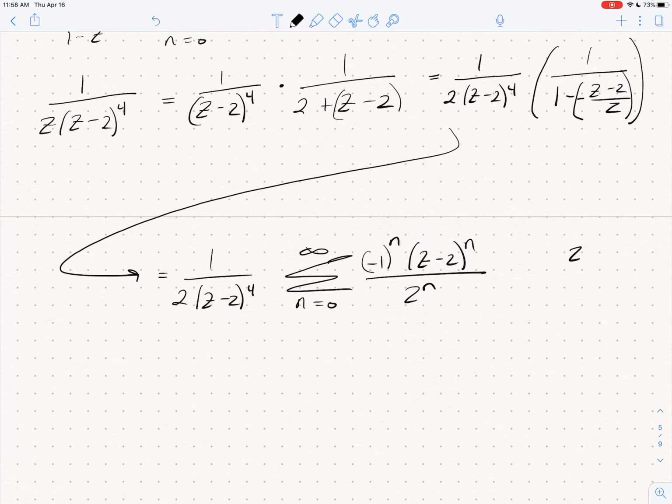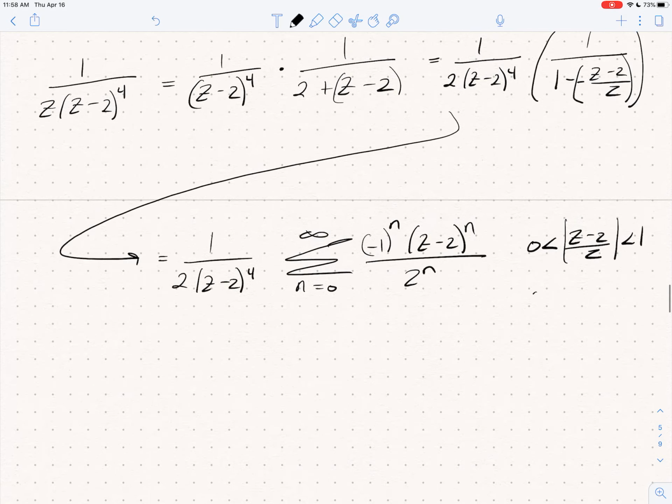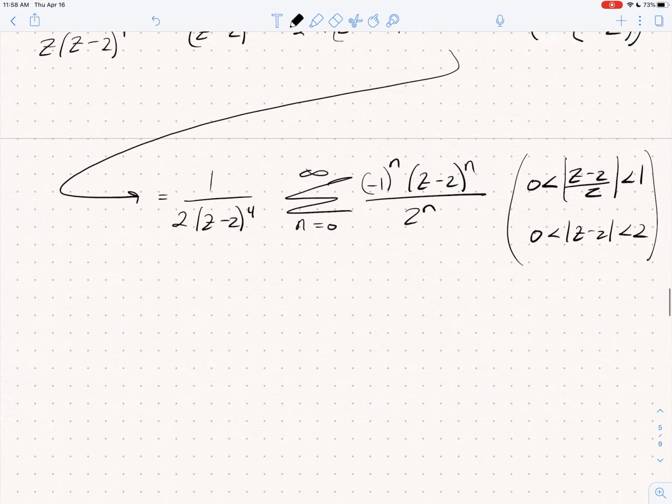I should remind myself when this is valid. This is valid for the modulus of (z minus 2) over 2 less than 1, and then we already said that has to be bigger than 0, which is the same as saying the modulus of z minus 2 is less than 2. So that's where this is valid.